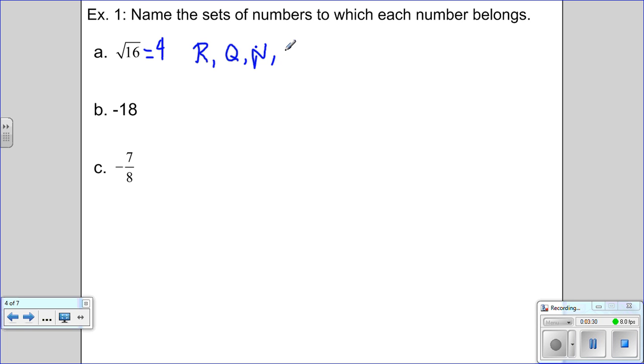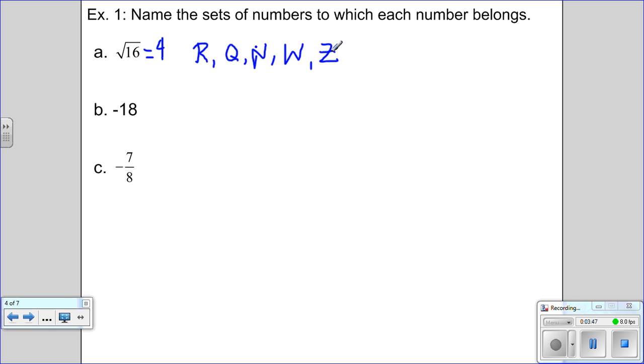Is it a whole number? Yes. And is it an integer? Yes. So 4 belongs in 5 groups: the real numbers, the rational numbers, the natural numbers, the whole numbers, and the integers. And I've used the capital letters that I can use to abbreviate those groups.